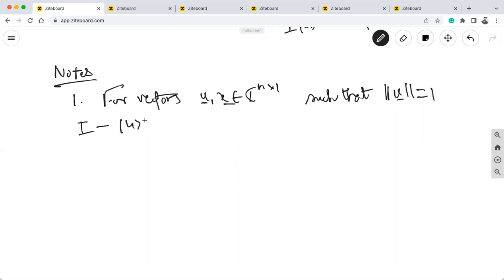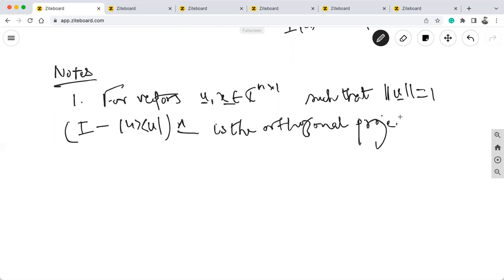I am writing in ket notation as the norm is 1. So I minus the outer product of u, into the vector x, some arbitrary x vector, is the orthogonal projection of the vector x on the u perp plane, right? On the u perp plane.